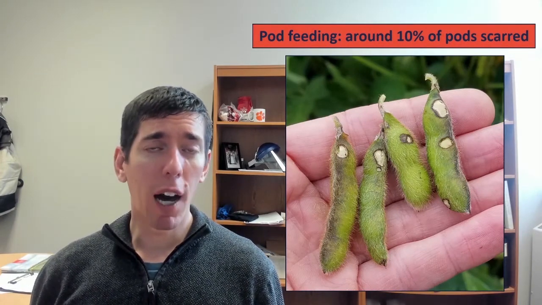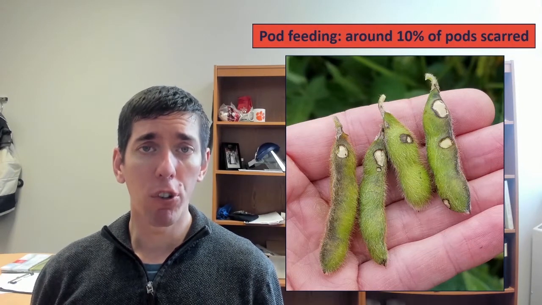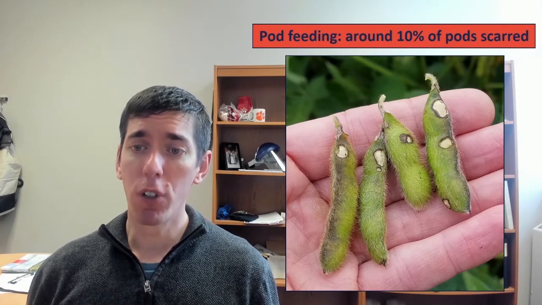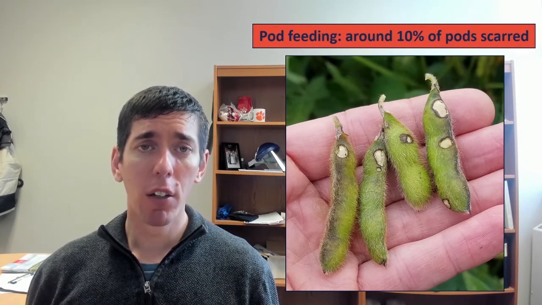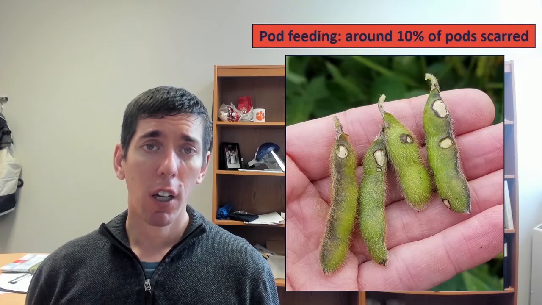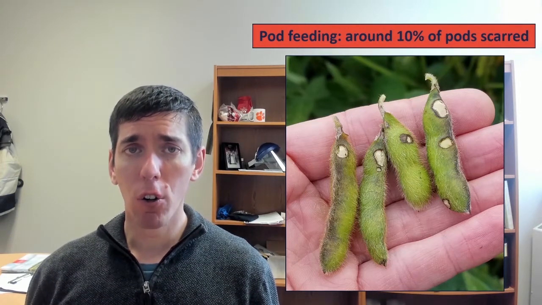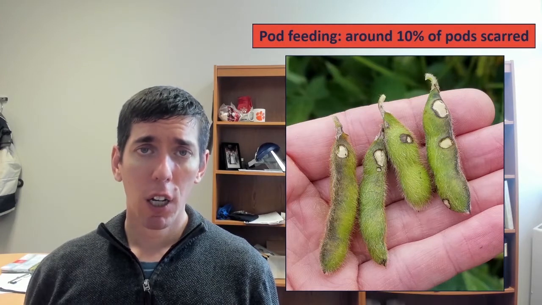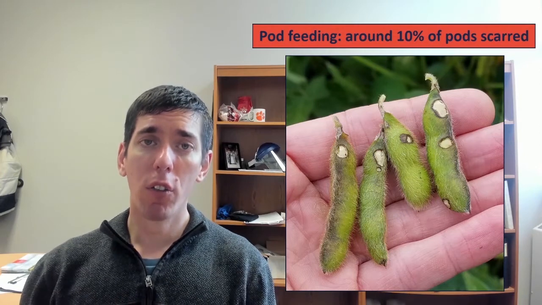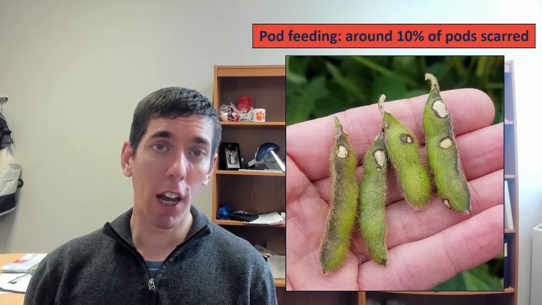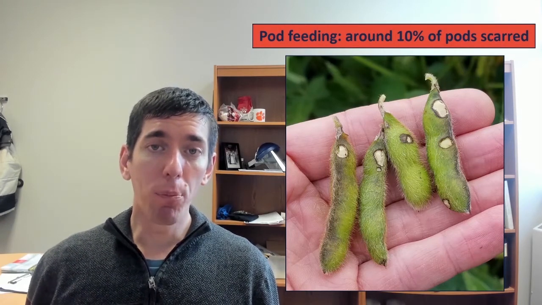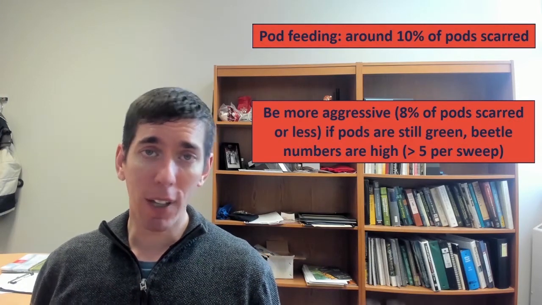So our threshold for this pod feeding is going to be right around 10% of pods with this scarring, and again, with bean leaf beetles still in the field. Now, one thing to keep in mind, as is usually the case when we look at pod feeding insects, the earlier this damage occurs, the worse it is. And that makes sense when you think about the mechanism of the damage, right? Because we're talking about this hole opening up in the pod, moisture entering that hole, and then the seed slowly decaying after that.